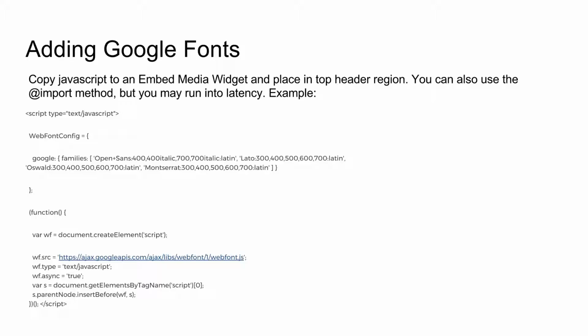Now it's a little gory, but I can explain what this is. Basically, you're setting the fonts that you want. So we want Open Sans, and these are the different font weights and styles that we're going to download. Lato, Oswald, Montserrat are all common fonts. And this will change depending on what fonts you want, and then this piece is just copy and paste, and that puts the fonts on your site.